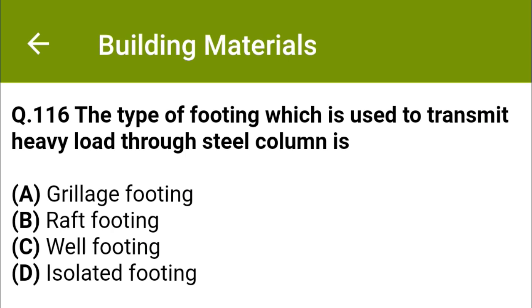The type of footing which is used to transmit heavy load through steel column is: option A grillage footing, option B raft footing, option C well footing, option D isolated footing. The correct answer is option A, grillage footing.